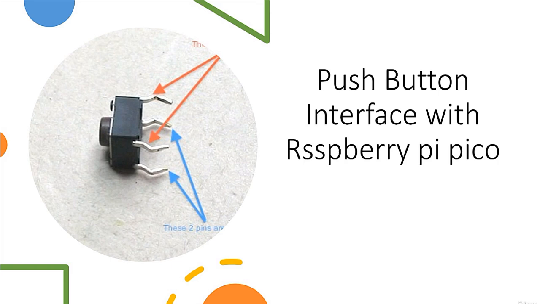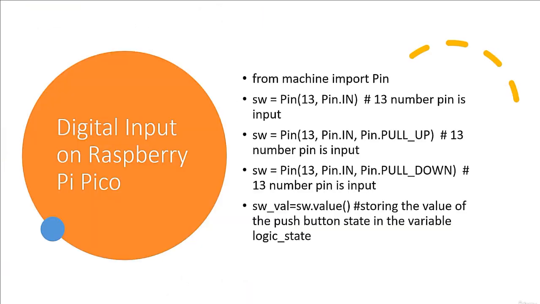You have seen a button on inverters, on car dashboards, on your microwave, on your washing machines. They're just everywhere. Now let's see how you can interface a button with Raspberry Pi Pico. A button essentially is nothing but a digital input, and this is the sample code that we are going to require in order to read a digital input.